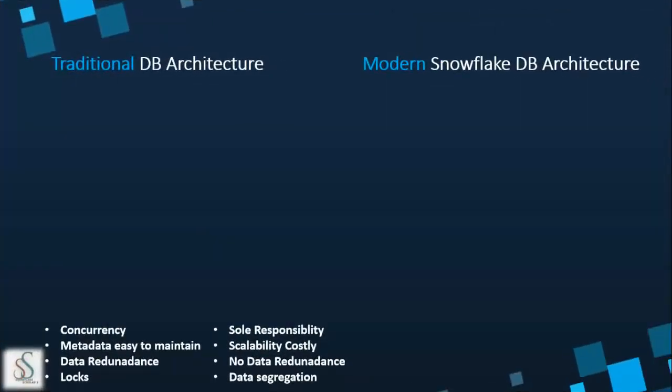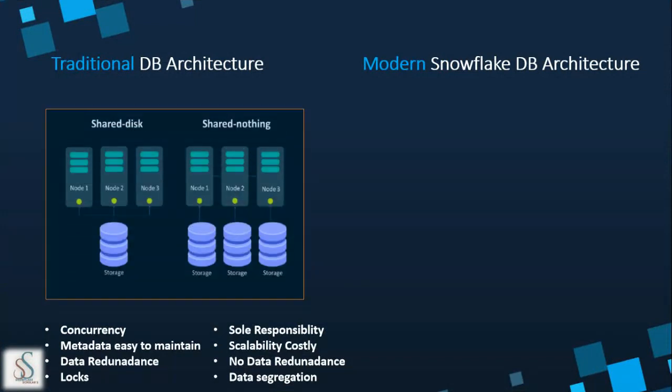And let's discuss DB architectures here. If you want to understand Snowflake DB architecture, first of all you need to understand traditional DB architecture. Okay, let's discuss the traditional one first, and later I'll move into the modern ones. So these are two traditional DB architectures. One is shared disk and the other is shared nothing. First we'll discuss shared nothing.